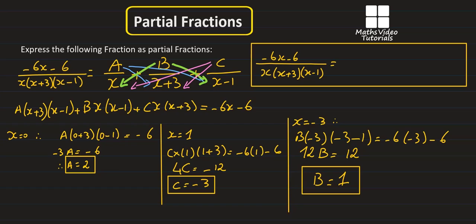So we can write our algebraic fraction into its partial fraction as a over x, which is a is 2 over x, plus b is 1 over x plus 3, and minus 3 over x minus 1.